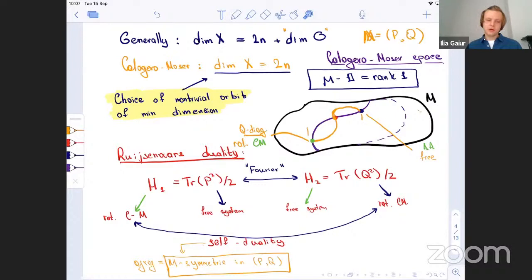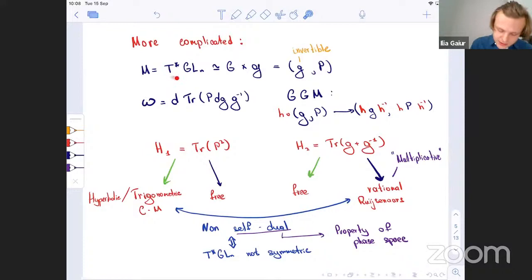Occasionally, this self-duality is a consequence of the fact that our initial phase space M, which is just a direct product of the Lie algebras, is symmetric in P and Q. If we consider a little bit more complicated case, when our phase space is T star of the Lie group, T star GLN, then again we identify the space with the direct product of our group and Lie algebra. So now we have a pair of matrices, and one of these matrices is invertible. Then we consider the natural symplectic form on this space. This is the canonical symplectic form.